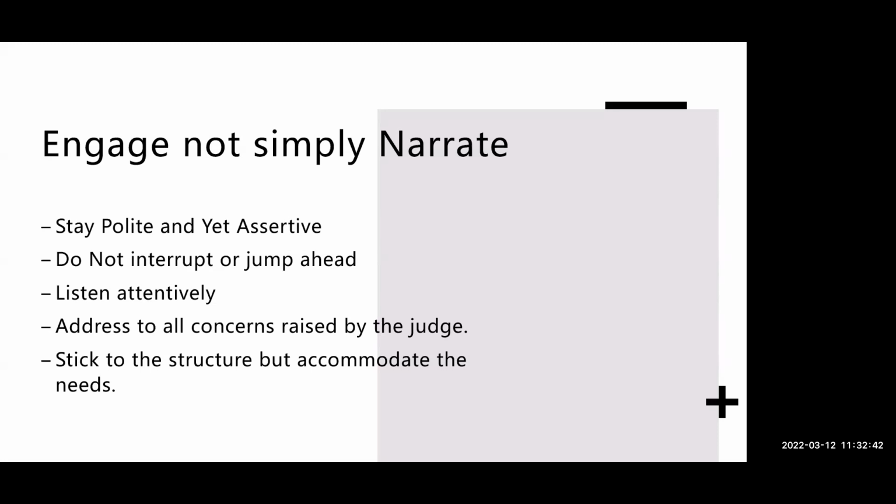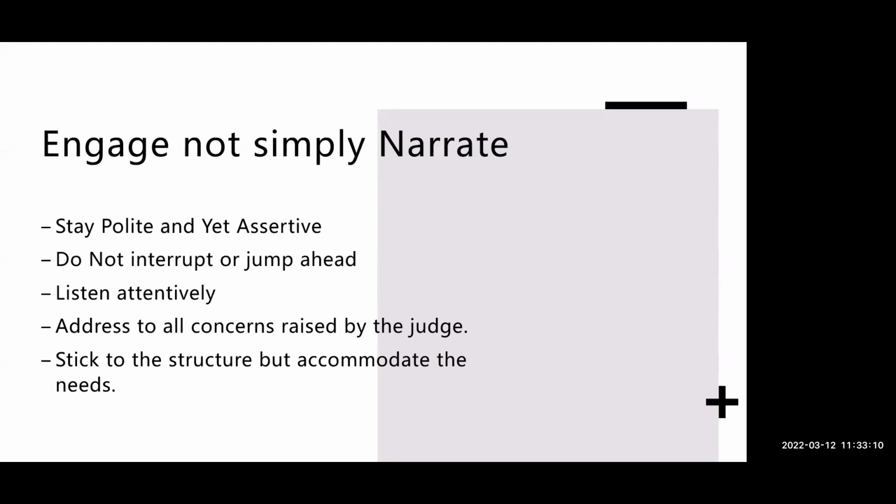Now, the best thing about these days is that you can do it behind your computers and you don't have to be physically present, because most of the moots are held online. So it gives you the comfort to stay at home in a comfortable place and do your arguments. Again, when I say engage and not simply narrate, it means that you do not want to just read out something or spill something which you have memorized.